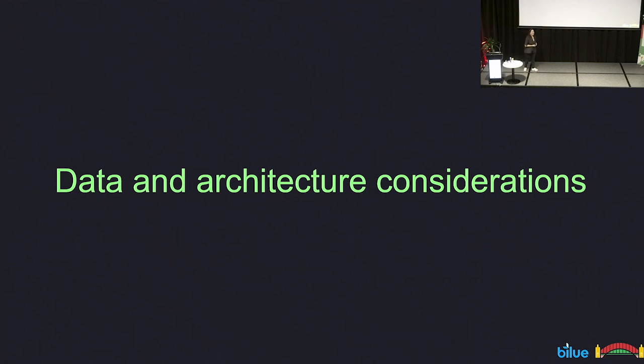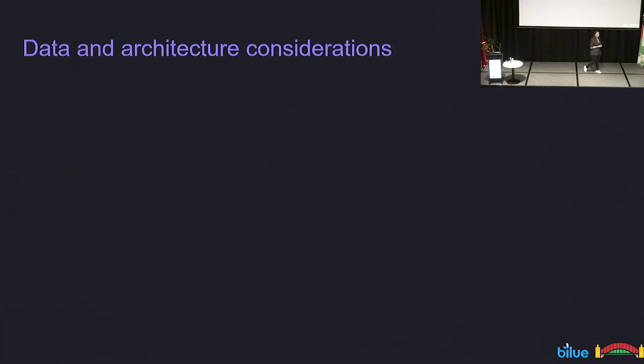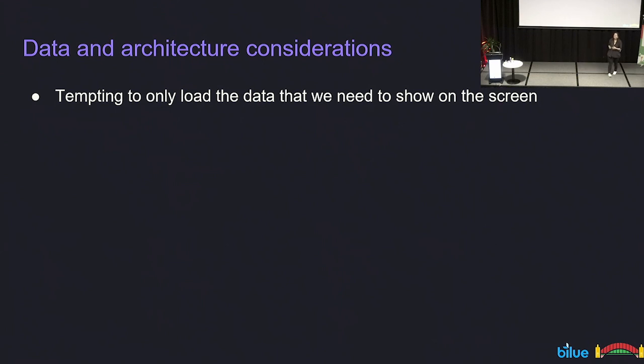So, some of the data and architecture considerations we need to think about when we're developing for foldables. It's really tempting to only load the data that we want to show on the screen. So if you've got a news app, you might only load the article titles. You won't load the content. But on a tablet, you'd want to show that content. So you would be loading it in that case.